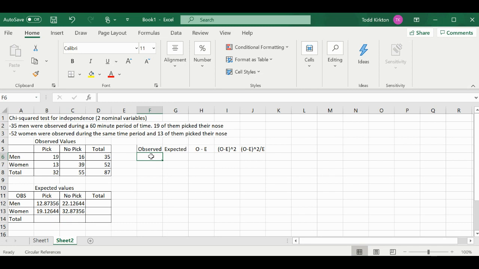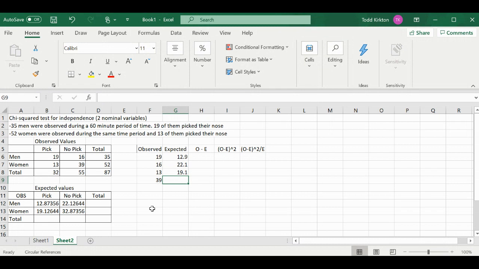And so then you can follow these steps. You can put your observed values and your expected values. Make sure you put the same corresponding values. So 12.9 is the same value as the 19. So the value that goes with 16 is 22.1. You can put more decimals if you want. The one that goes with 13 is 19.1.